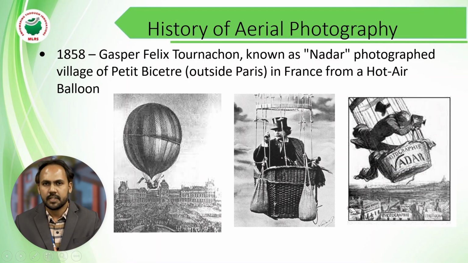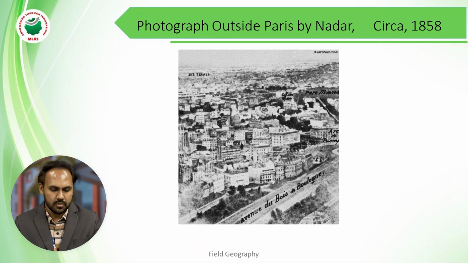Coming to the history of aerial photogrammetry, in 1858, Gaspard Felix was the first person to capture an aerial photograph, that means a vertical photograph, from a hot air balloon. Because of the instability of the hot air balloon, which moves here and there with the air movements, he couldn't capture the exact vertical photograph. So this is the vertical photograph he captured from the hot air balloon.